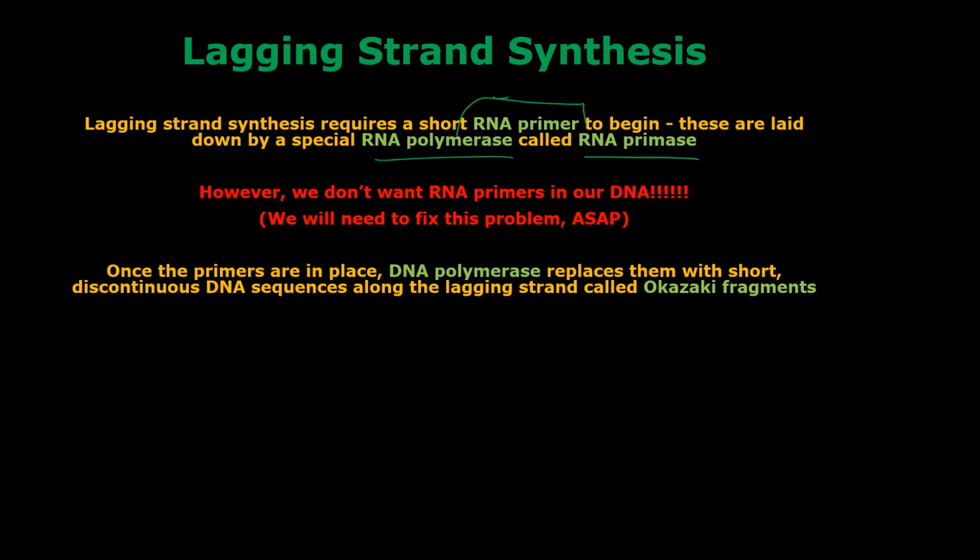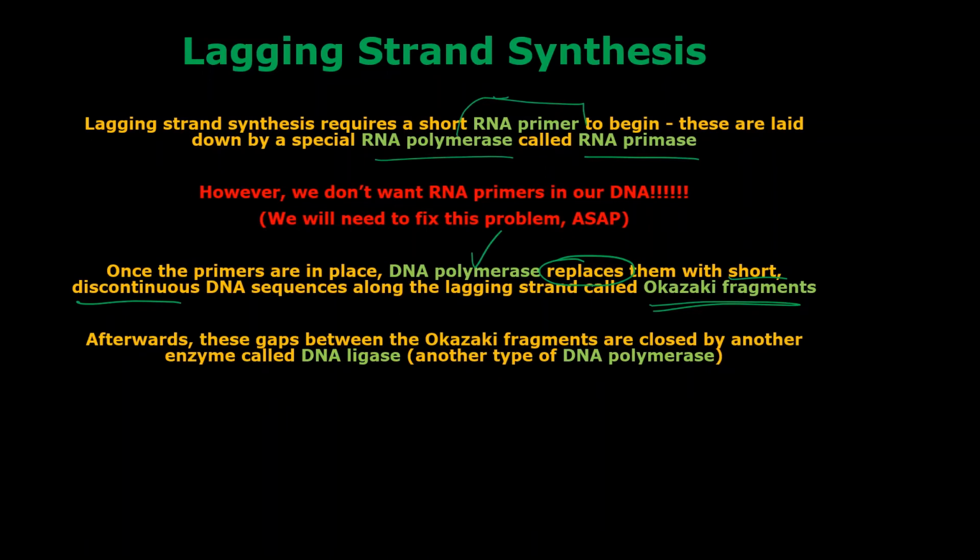How are we going to fix this? Well, Polly will finally figure it out, like, oh, whoops, we've got RNA there. I need to fix them. So she's going to find and replace these short primers with DNA fragments called Okazaki fragments. But they're not going to be all together. They're going to be short and discontinuous. So therefore, we're going to need to close the gaps. The gaps are closed later by a ligase, another type of DNA polymerase.